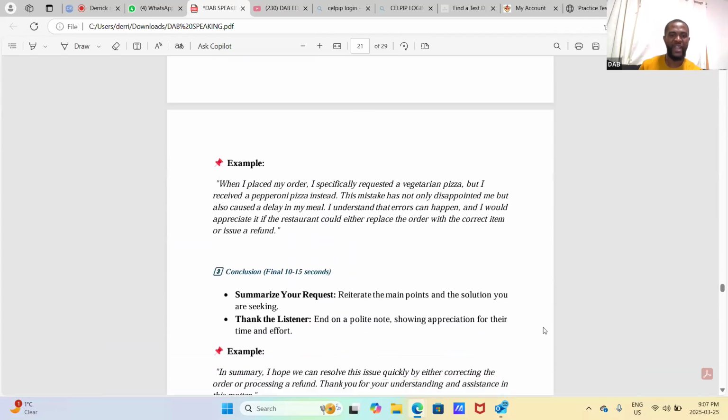For example, when I placed my order, I specifically requested a vegetarian pizza, but I received a pepperoni pizza instead. This mistake has not only disappointed me, but also caused a delay in my meal. I understand that errors can happen, and I would appreciate it if the restaurant could either replace the order with the correct item or issue a refund.